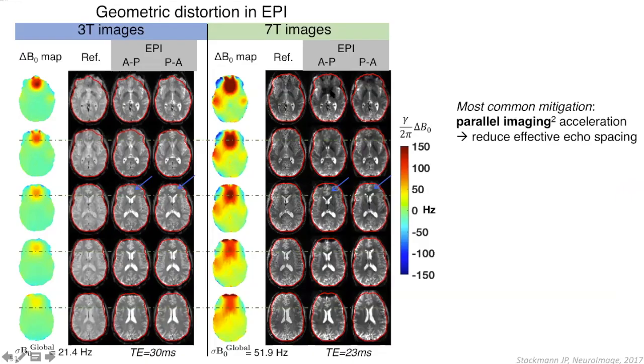So, one way to help this in particular is with parallel imaging to reduce the effect of echo spacing, and that helps get your signal back. But again, just something to be aware of at high field.